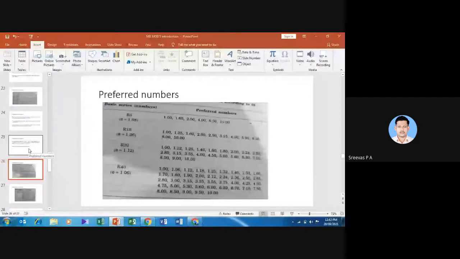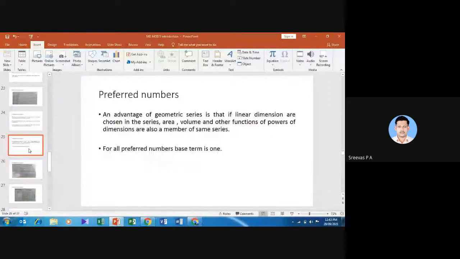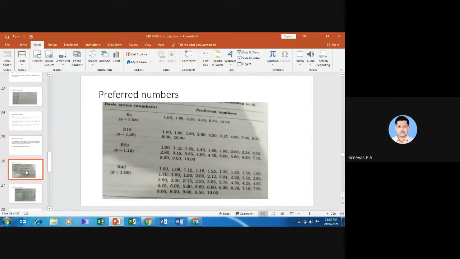Okay, it will be in the 11th term, right? Nth term, we have that equation a into r power n minus 1. In the case of the R5 series, we are taking the 1 by 5th power of 10 as the common ratio. So if you want to get the term 10, then it will be at the 6th term. 1, 2, 3, 4, 5, 6. Right.